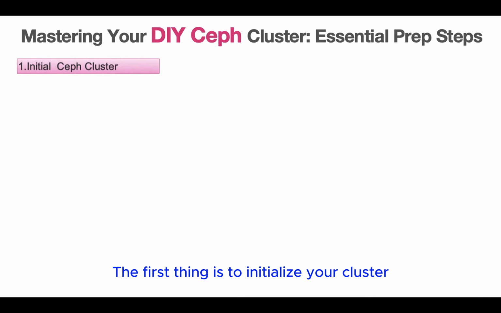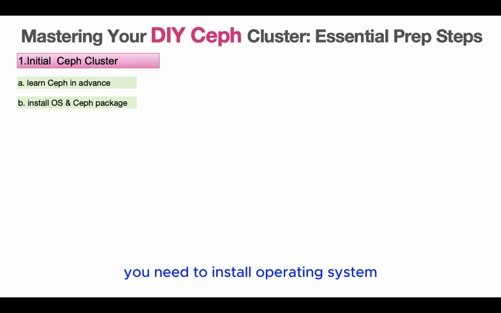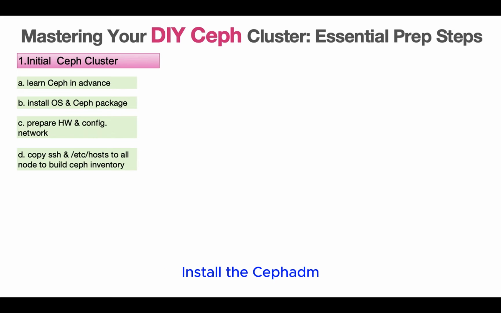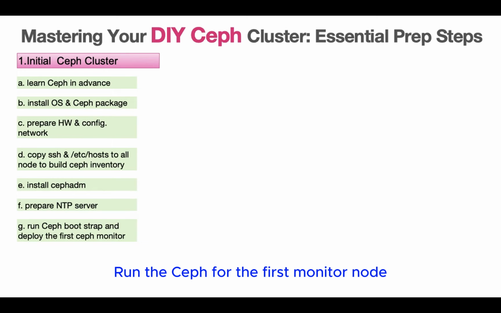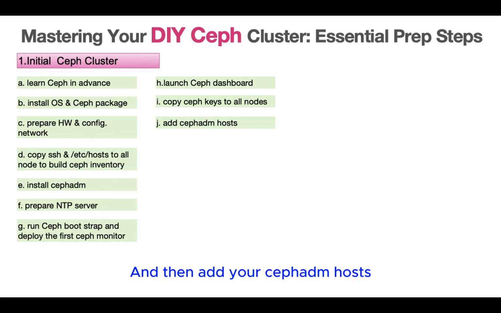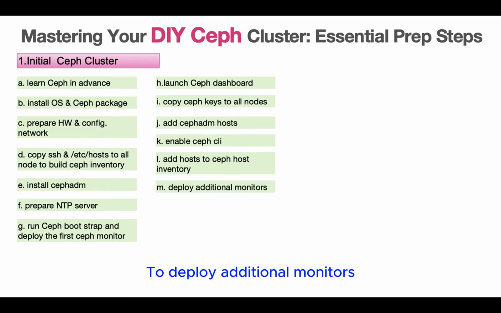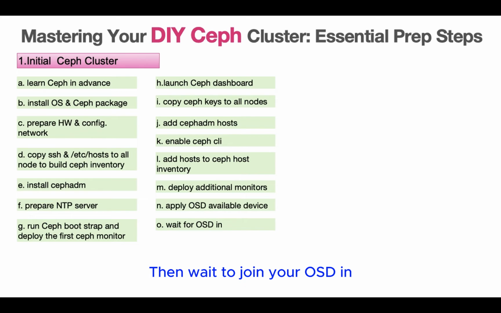After your Ceph cluster planning, you need to get through the preparation steps for your DIY Ceph cluster. The first thing is to initialize your cluster. You have to learn Ceph in advance. You need to install the operating system and all the Ceph packages. You have to prepare the hardware platform, configure the network, build the Ceph inventory, install cephadm, prepare the NTP server, run Ceph for the first monitor node, launch the dashboard, and copy all the keys to all the nodes. Then add your cephadm host to enable your command line, add hosts to your inventory, deploy additional monitors, and apply OSD available devices, then wait for your OSDs to join.